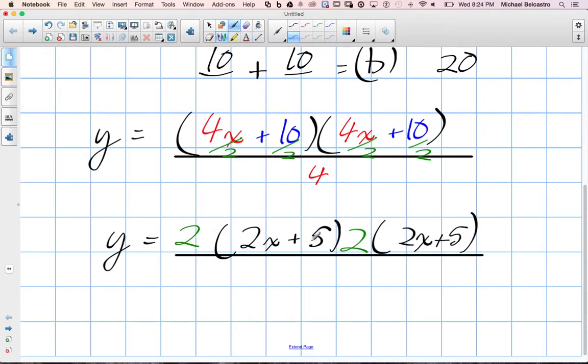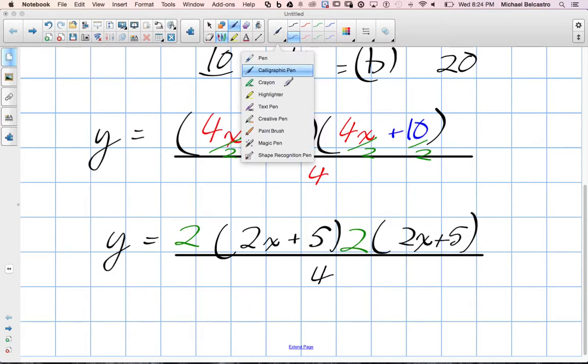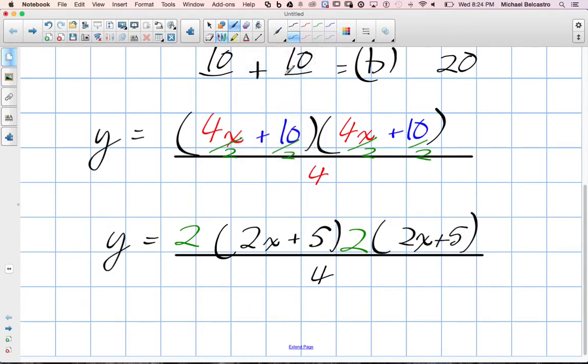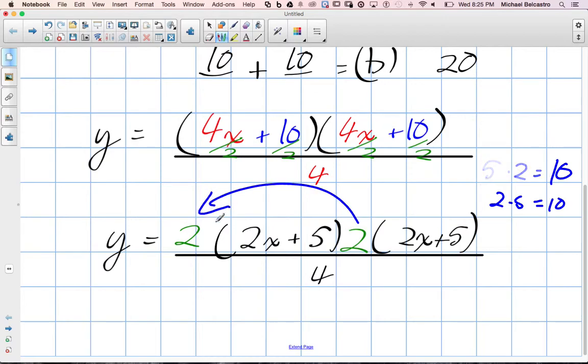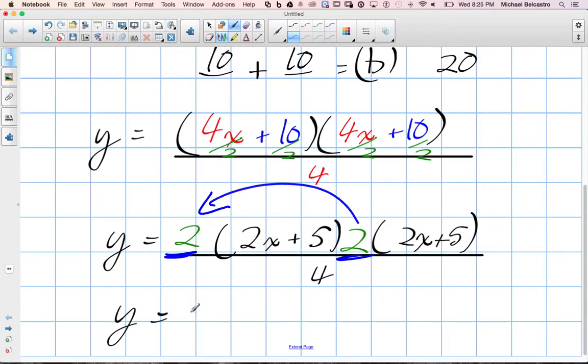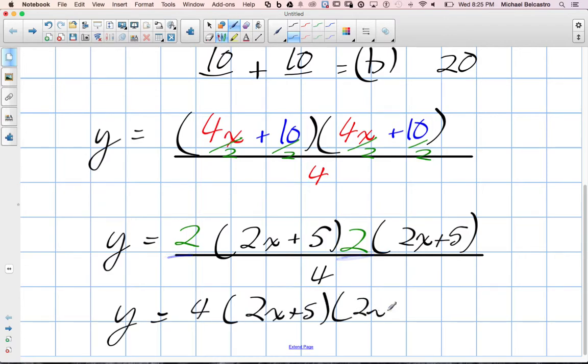And there's a rule in multiplication that says it doesn't matter what order you multiply things in; you always get the same answer. So for instance, 5 times 2 equals 10, and 2 times 5 equals 10. It didn't make a difference. So I'm going to rearrange the order. I'm going to pull this 2 to the front and multiply the 2s together. What is 2 times 2? 4. So now we have 4, and then I'll leave the other two brackets: 2x plus 5 and 2x plus 5, still all divided by 4.